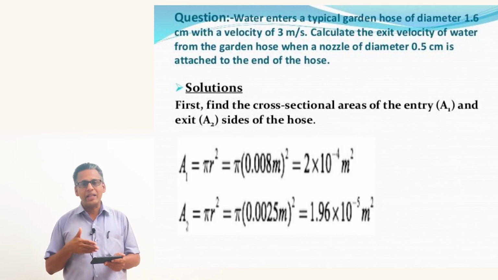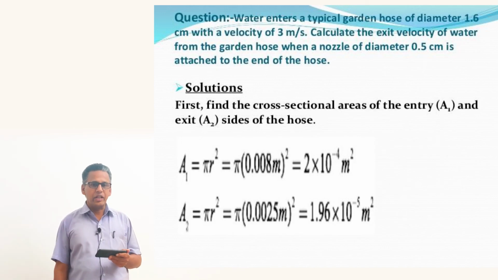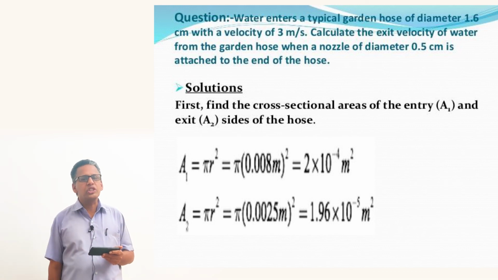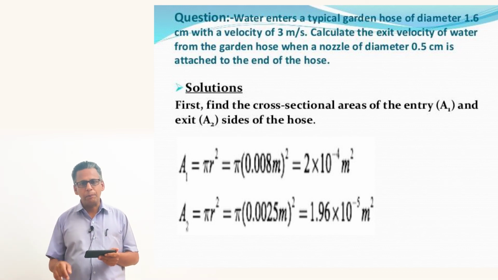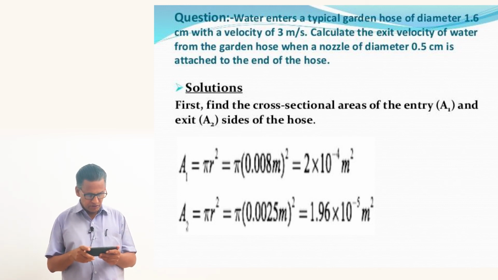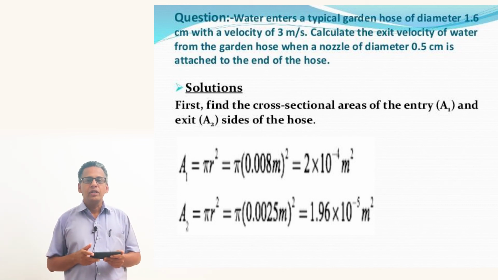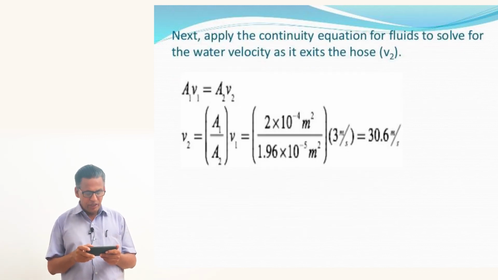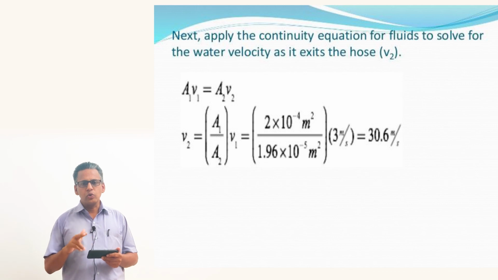Then similarly another problem, in this case a1 and a2 are determined by pi r1 square, but it is better to use pi d1 square by 4 and pi d2 square by 4 for finding the area cross sections. Okay. Then apply the continuity equation a1 v1 is equal to a2 v2 and find out the answer. So there are two numericals or two problems based on continuity equation.